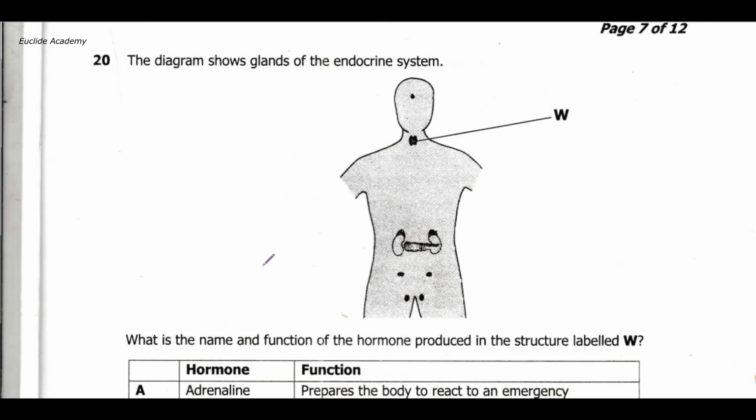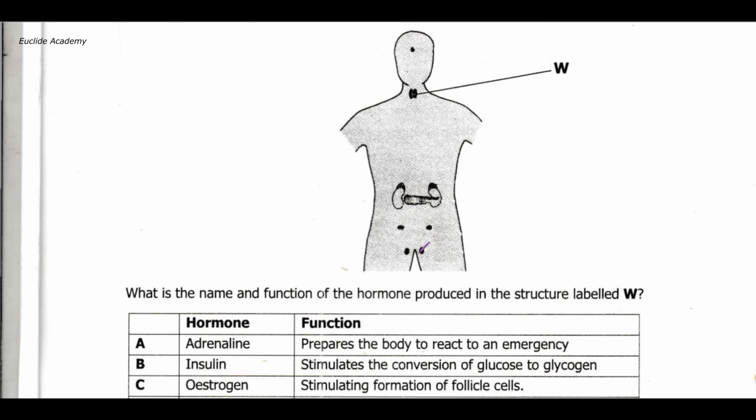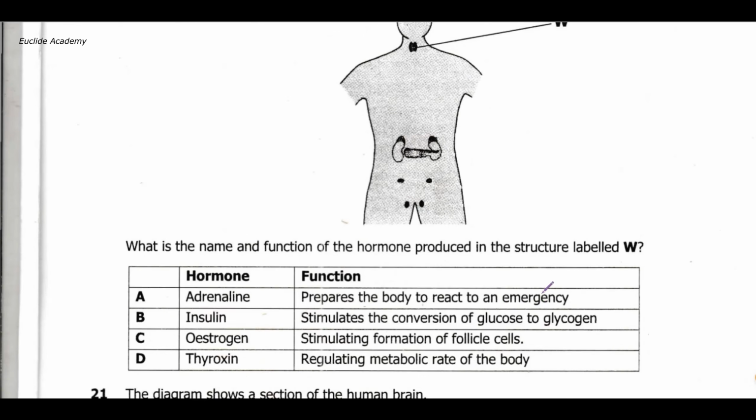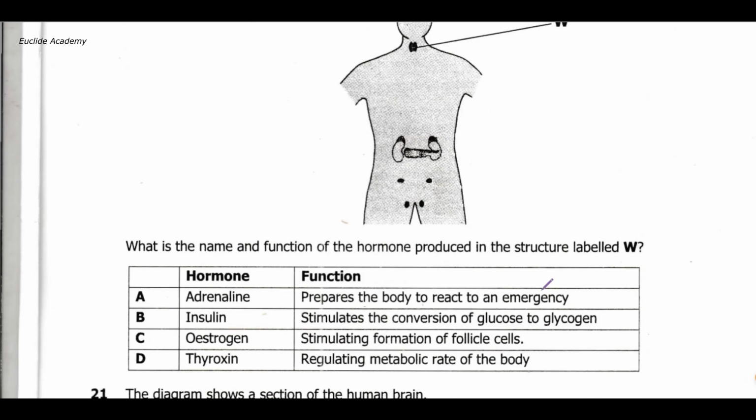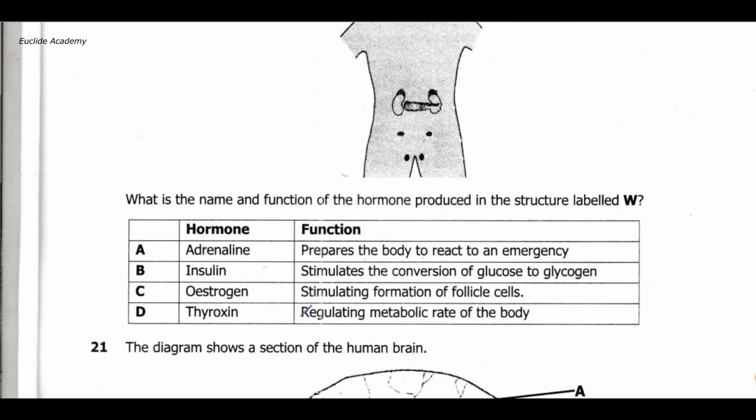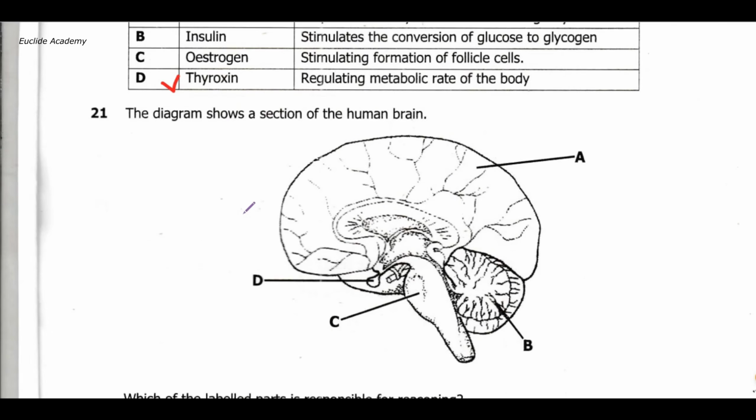The diagram shows glands of the endocrine system. So these are the glands of the endocrine system. What is the name and function of the hormone produced in the structure W? So W is the thyroid gland, which produces thyroxine and is important in regulating the metabolic rate of the body. So this is D, thyroxine, which comes from the thyroid gland.